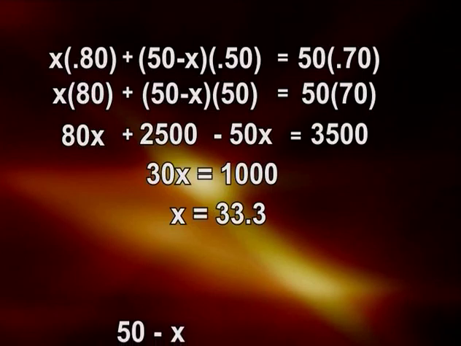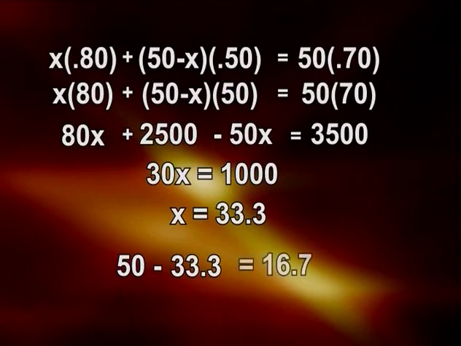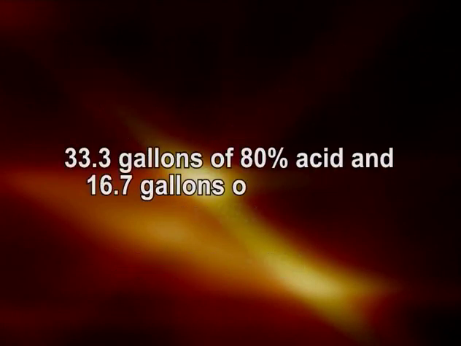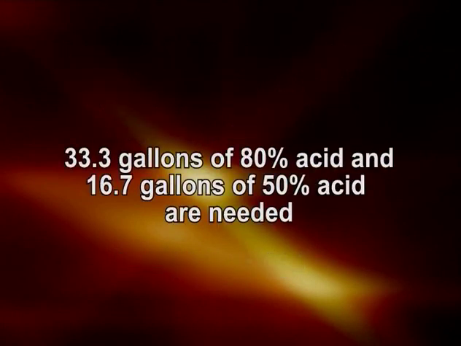In order to solve for y, we end up back substituting into one of our original equations. Equation 1 seems to be a bit simpler, so in equation 1 we'll replace x with 33 3/10. Now of course we'll subtract that amount on both sides of the equation to find y to be 16 7/10. Well, now we have our answers. We know that 33 3/10 gallons of the 80% acid solution and 16 7/10 gallons of the 50% acid solution are needed.